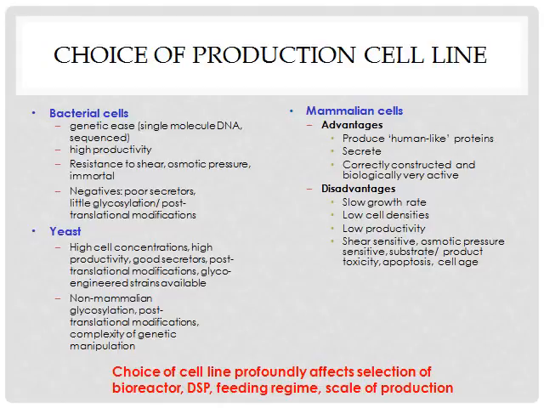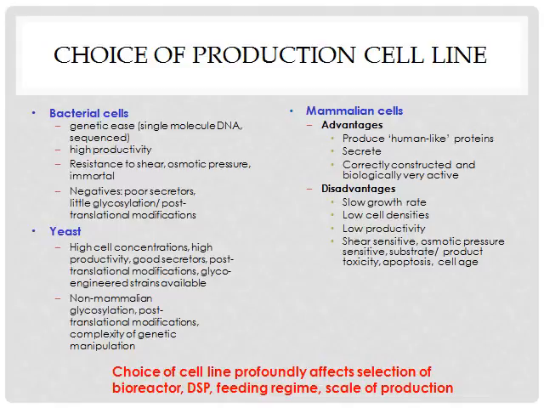Here we show three different organisms or cell lines that one may choose from. For example, bacterial cells. It has the advantage of genetic ease. It has single molecule DNA that's been highly sequenced. It has high productivity. It's resistant to the shear force and osmotic pressure that's associated with the bioreactor. These are immortal.